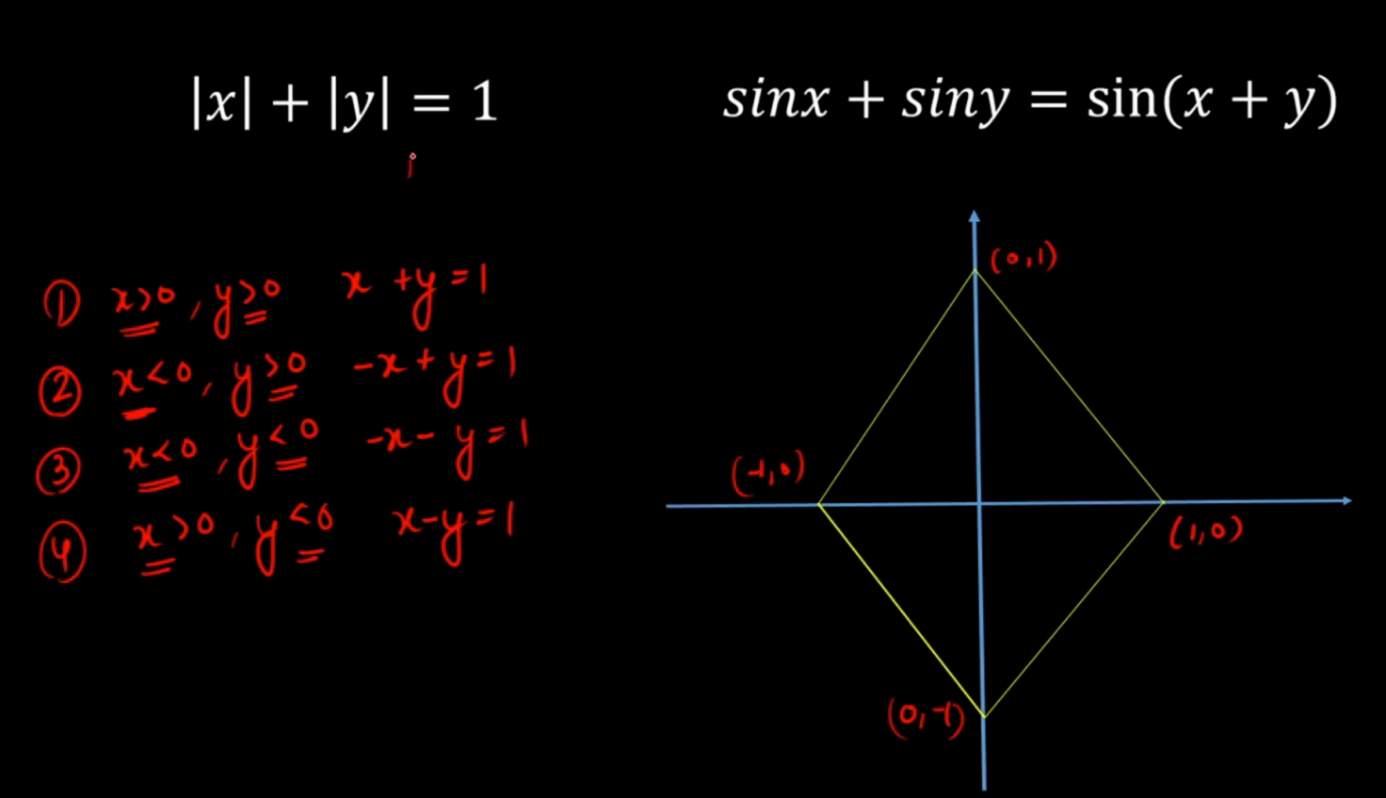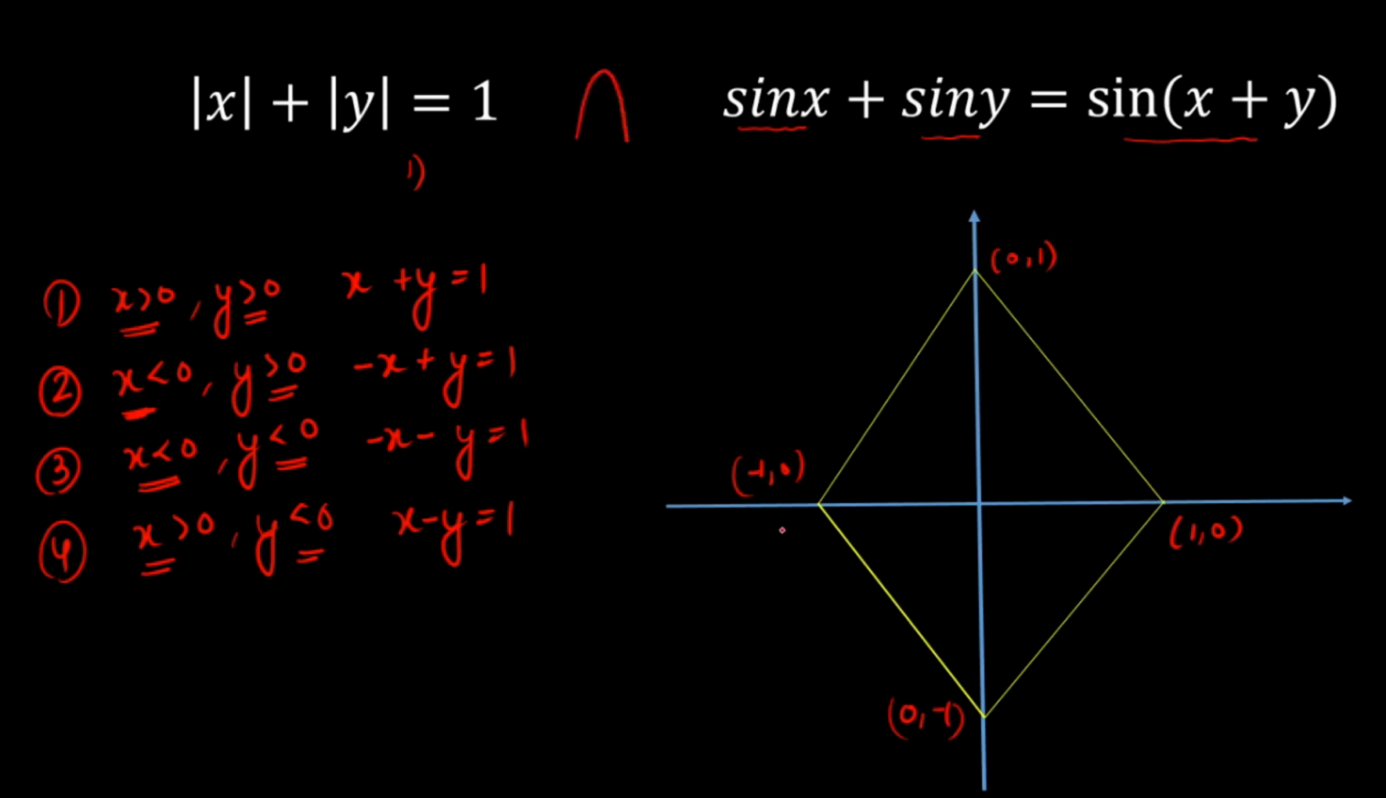As you can see, the first thing I can say about the curve is mod of x plus mod of y is equal to 1 represents a square, and the second most important thing is once we solve the second equation, sin of x plus sin of y is equal to sin of x plus y, whatever solution we get from here, the final solution must be the intersection of these two conditions.